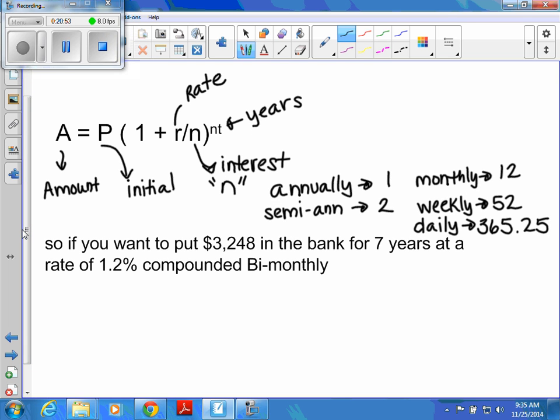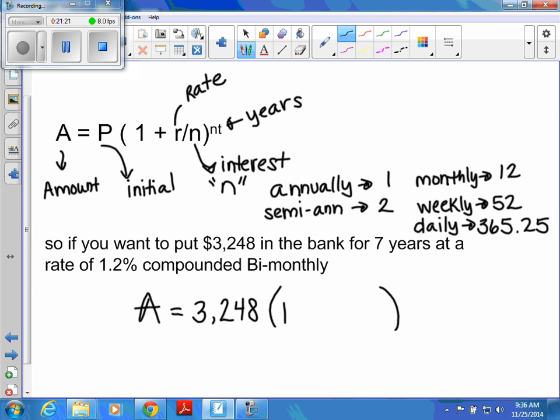If you want to put away $3,248 in the bank for 7 years, and you're not going to touch it for 7 years, at a rate of 1.2% compounded bi-monthly, we want to know how much money you're going to have in the bank after 7 years. So, A stands for the amount of money you're going to have in the bank after so many years. P stands for the initial amount of money you're putting in the bank. We're going to put in $3,248 in the bank. Parentheses.